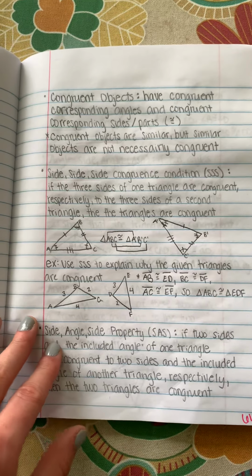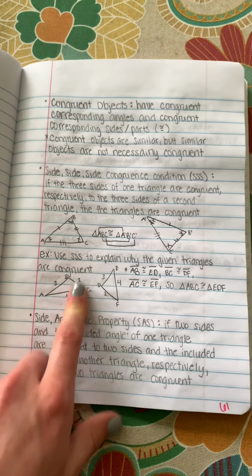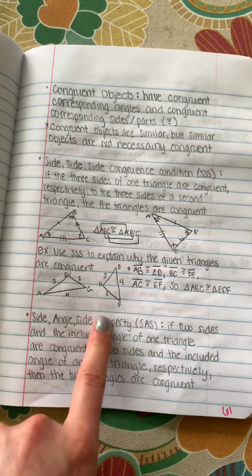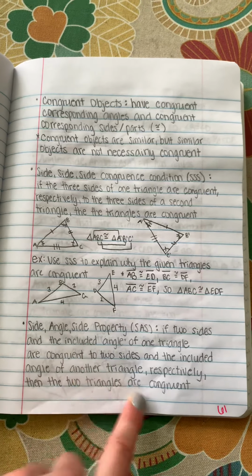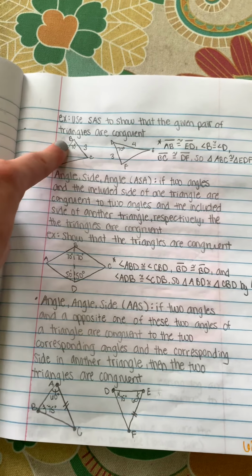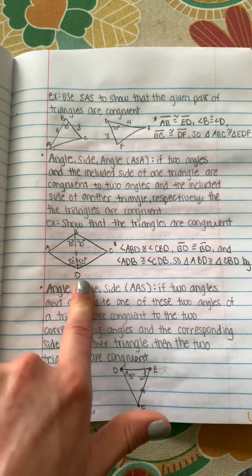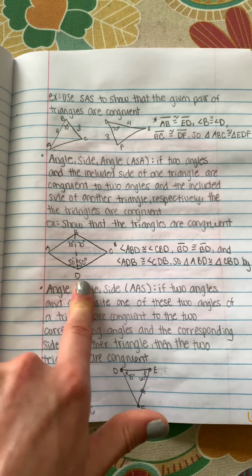We have congruent objects, side, congruency, an example of it. And then we have side angle, side property. And then here's the example of that. And then we have the angle, side angle. And then there's an example. And then angle, side. And here's the example of these. Here's another example.